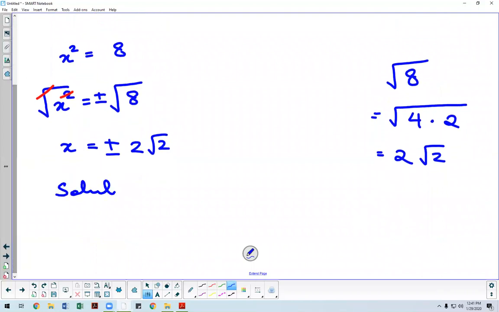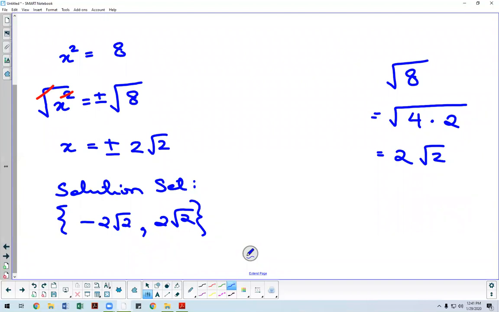And then again, just write your solution set down, which will be negative 2 square root of 2 and positive 2 square root of 2. So obviously you can see we still come up with those two answers. We had a positive 8 when we were looking at this. Didn't have to worry about imaginary solutions for now at least. Question on number 3?